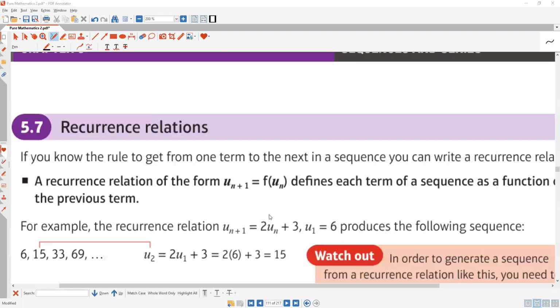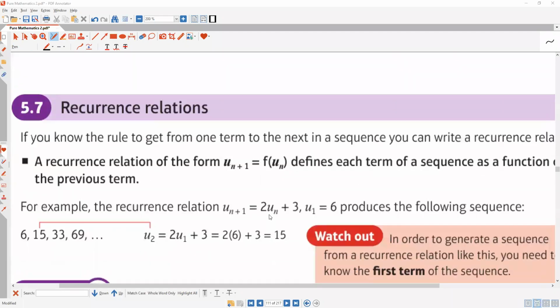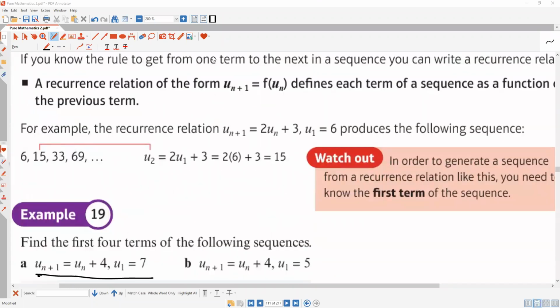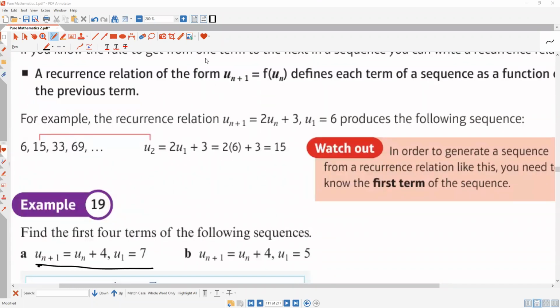Now, they gave us a recurrence relation. Do you know what the meaning of recurrence is, everyone? Recurrence means when something keeps on coming again and again. Basically, you found U1, you're finding U2, U3, but you are using the previous value to find the next value. Understood?